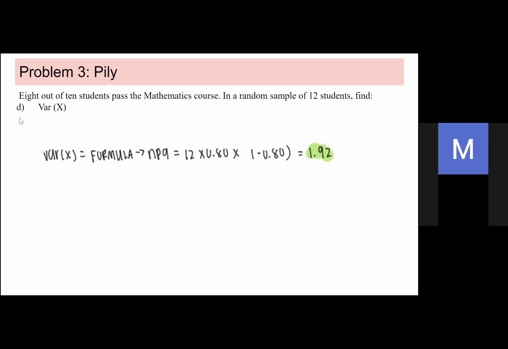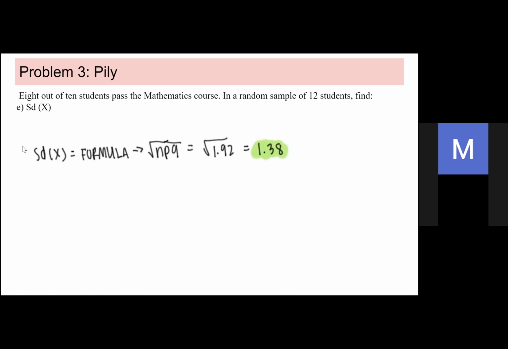For variance, we use the formula of npq. As I said previously, q is 1 minus the probability. So we will be using 12 times 0.80 times 1 minus 0.80. And this gets us 1.92 as our answer.